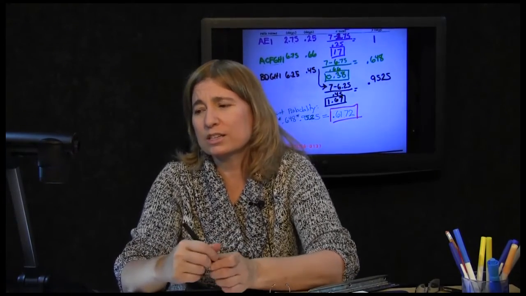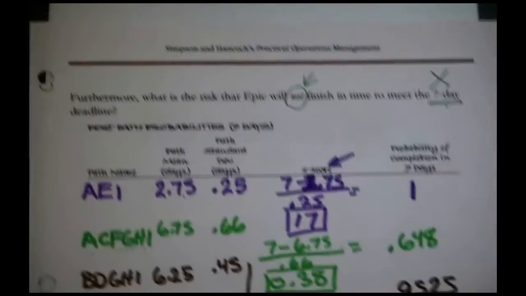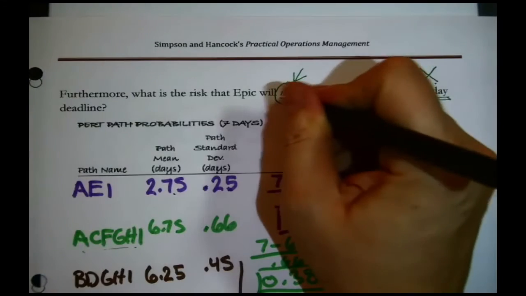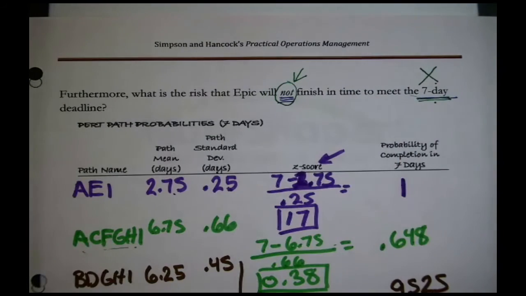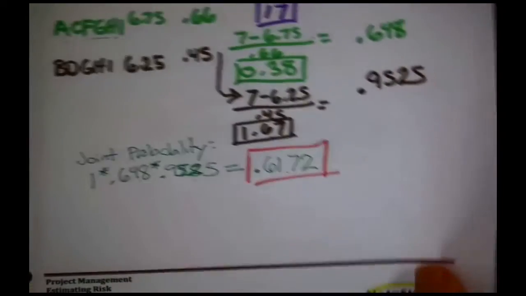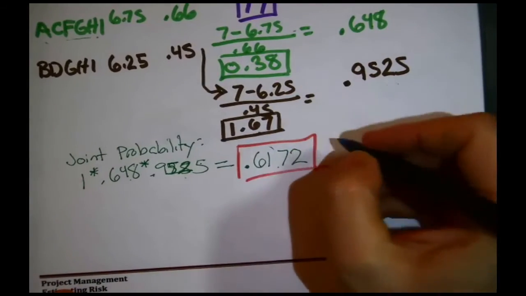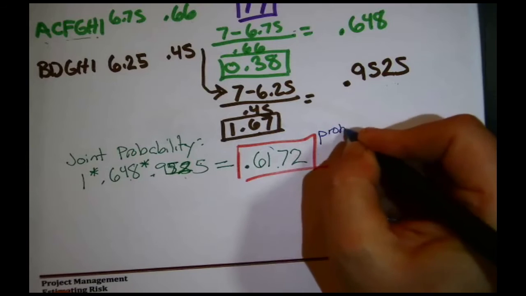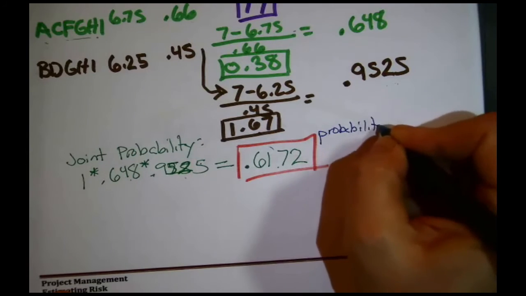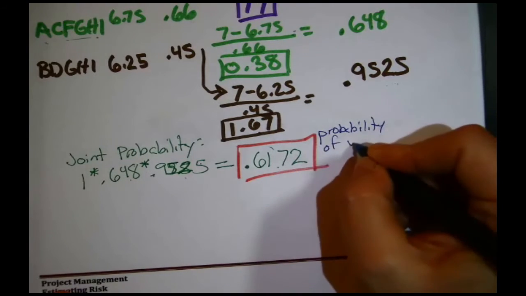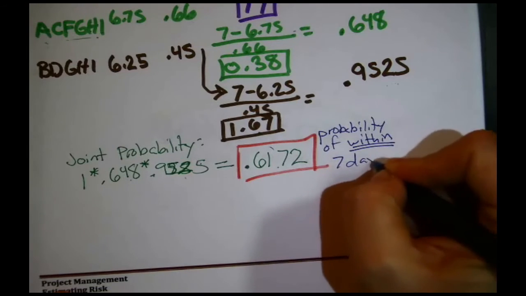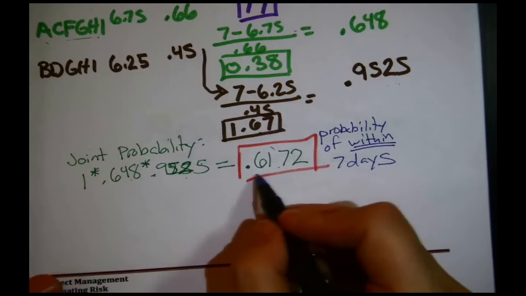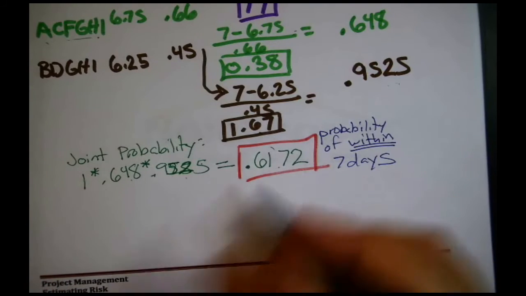Because the question asked at the top of the page is, what is the risk they will not be finished, or they will not meet the 7-day deadline? This that I drew a box around is not incorrect, but it is the probability of within 7 days. They have about a 61-62% chance of getting done within 7 days.